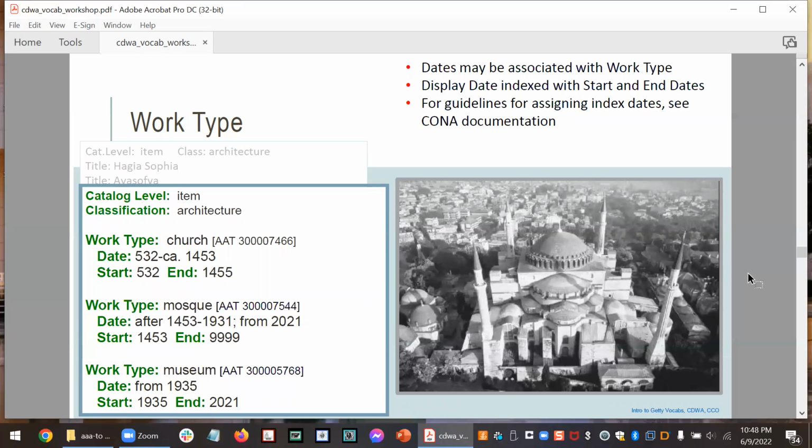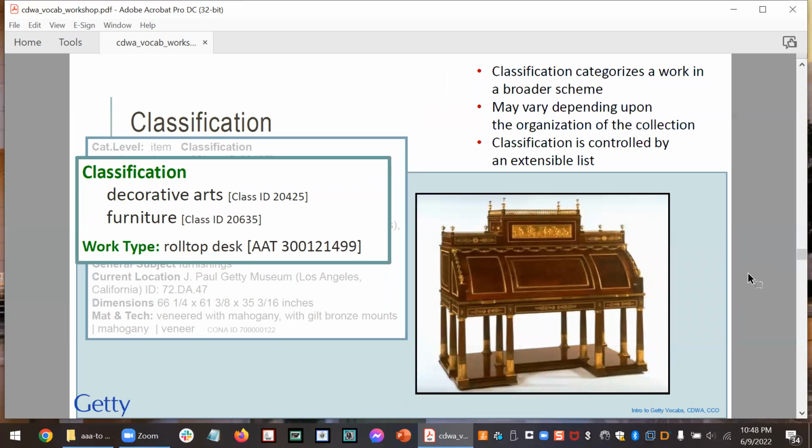Dates might be associated with work type. Here for Hagia Sophia, it was a church and a mosque and museum. And for this and other work types, there might be dates that are useful for when it served this function. Now on classification, this categorizes the work into a broader scheme.